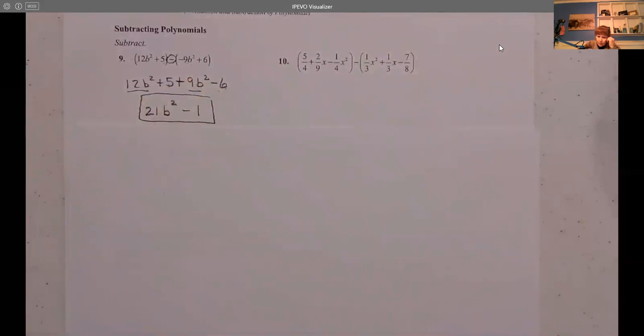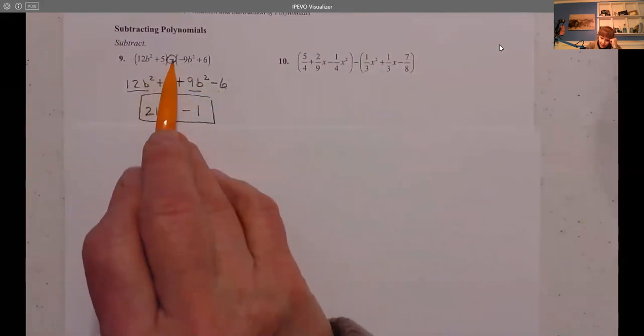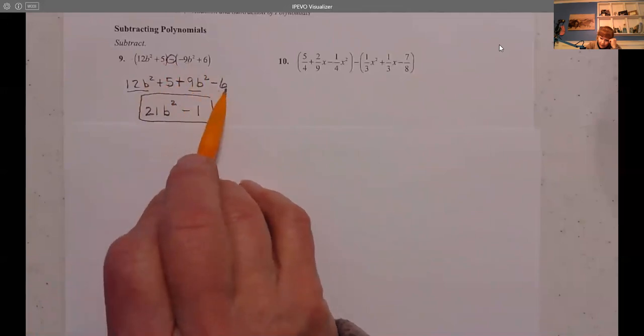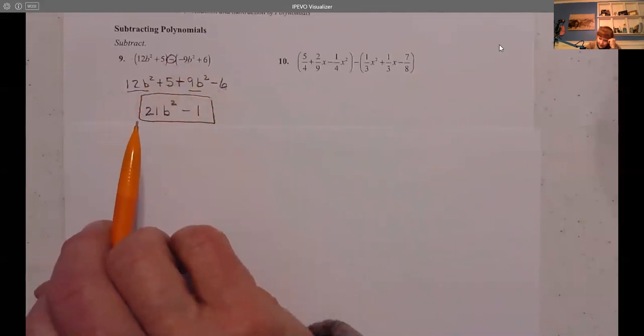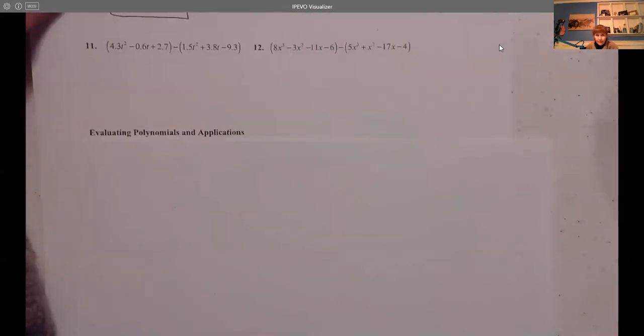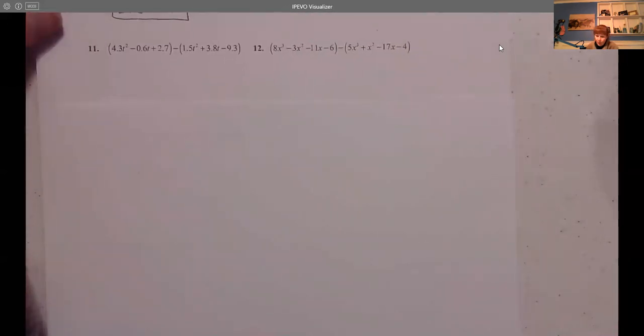Alrighty, so when you have this right here, you make it a plus, and then you change the signs following, right? We'll save that one if we have time. Let's look at number 12.